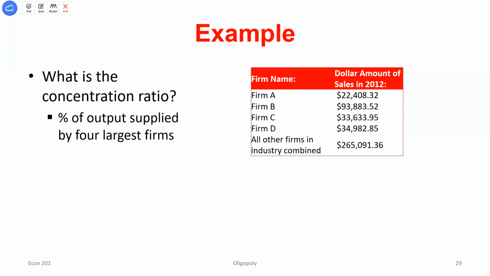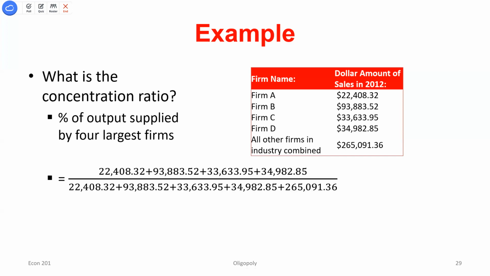Well, your numerators there will just be whatever the top 4 firms' sales were. Probably breaking this down into the 4 firms and then adding it up is easier for most people. I just mentioned that we can think about it like this as well.